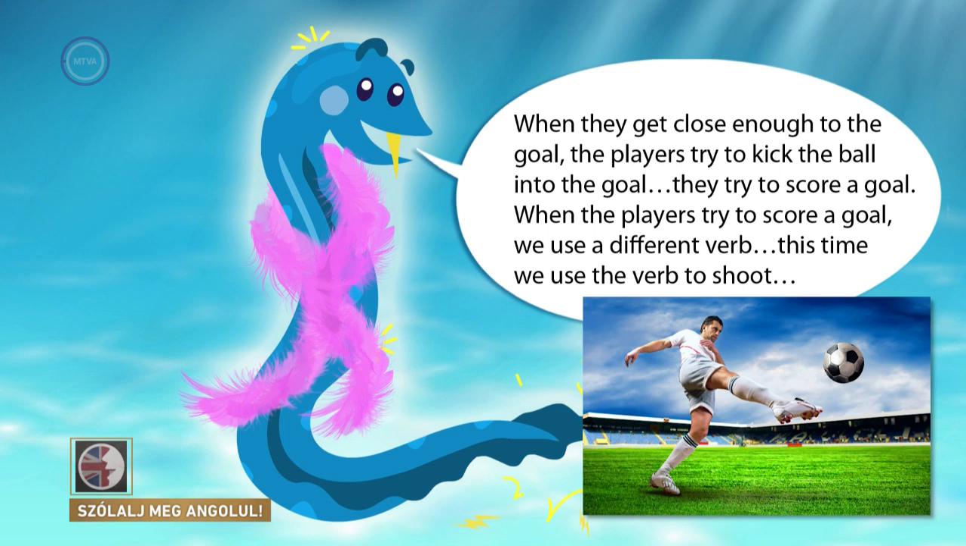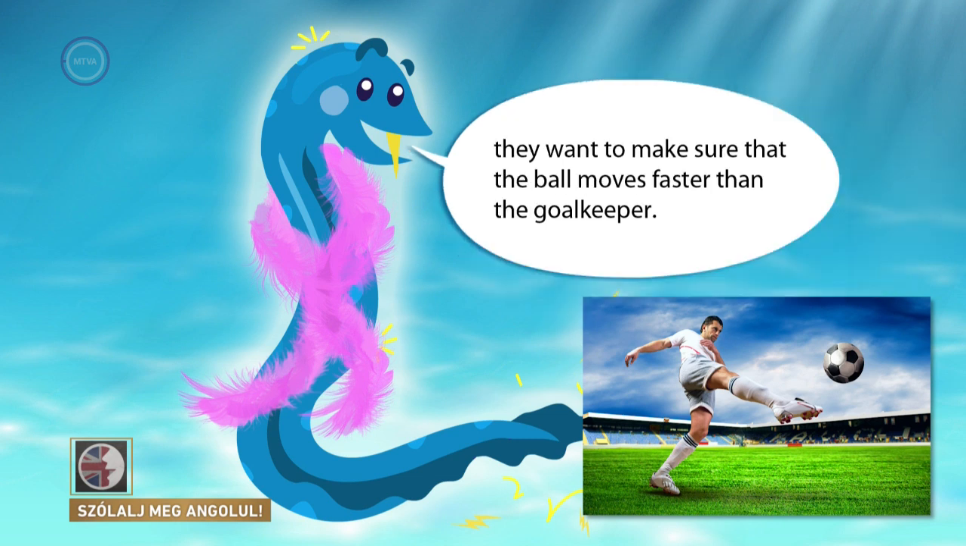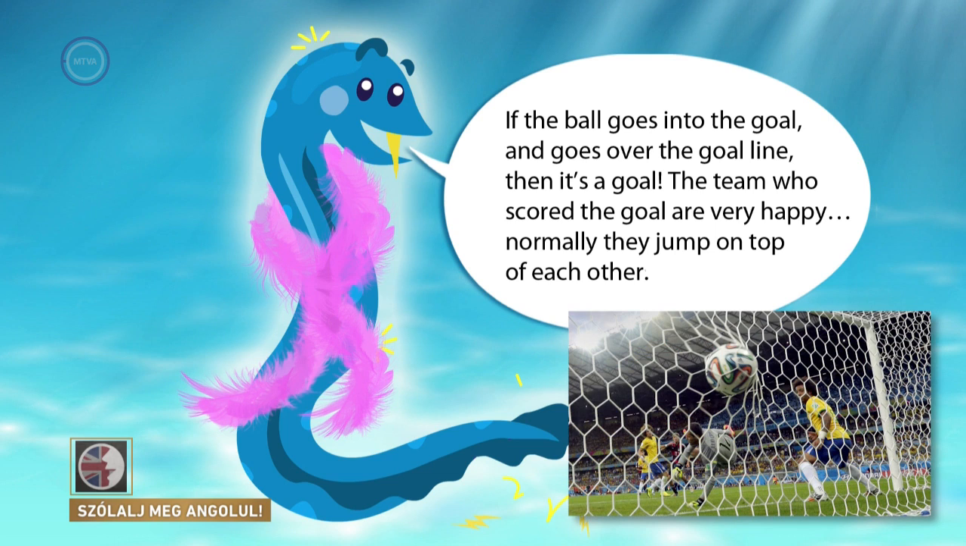When the players try to score a goal, we use a different verb. This time we use the verb to shoot. The players fire the ball at the goal, trying to kick the ball so the goalkeeper can't stop the ball. When a player passes the ball, it's not very powerful. But when a player shoots, it's very powerful. They want to make sure that the ball moves faster than the goalkeeper. If the ball goes into the goal and goes over the goal line, then it's a goal!